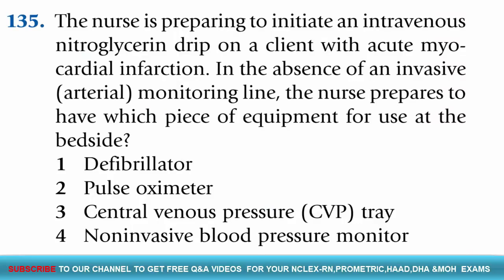135. The nurse is preparing to initiate an intravenous nitroglycerin drip on a client with acute myocardial infarction. In the absence of an invasive arterial monitoring line, the nurse prepares to have which piece of equipment for use at the bedside? 1. Defibrillator, 2. Pulse oximeter, 3. Central venous pressure (CVP) tray, 4. Non-invasive blood pressure monitor.